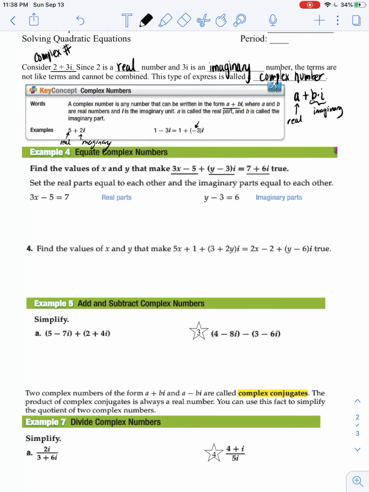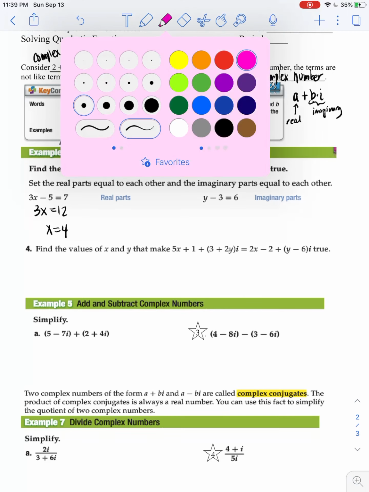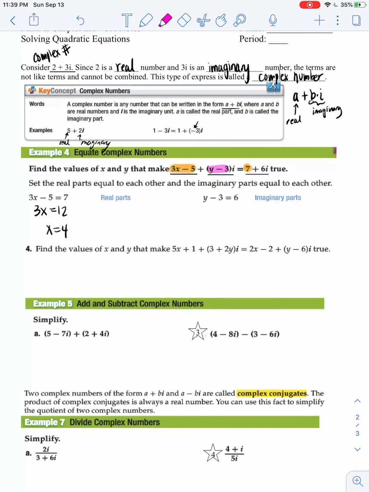So they're not like terms. Okay, so we want to set the real parts equal. The 3x minus 5 is not multiplied by i, so that part is real. And on the right side, the 7 is not multiplied by i, so that part is also real. So we set those equal. You get 3x equals 12, so x has to be equal to 4. And then the imaginary parts are going to be equal to each other. So I set y minus 3, the quantity in front of i, equal to 6, which means y minus 3 is going to be equal to 6. So y is 9, and that's it. It just says to find the values of x and y. So x equals 4 and y equals 9.